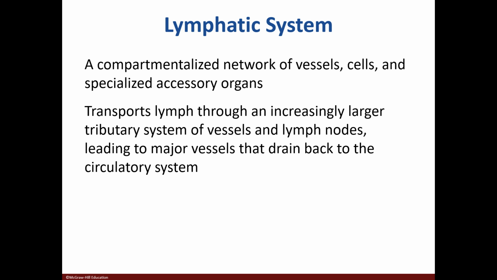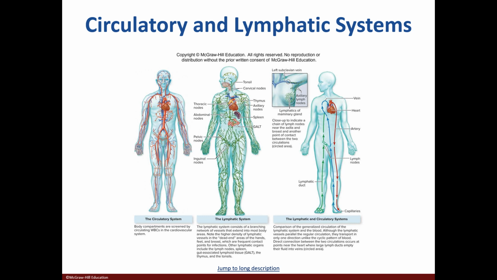The lymphatic system is made up of vessels, cells, and specialized organs. It's responsible for transporting lymph through vessels and lymph nodes, and then ultimately dumping the lymph into the circulatory system. Let's look at the circulatory and lymphatic systems. White blood cells circulating in the cardiovascular system screen for pathogens.